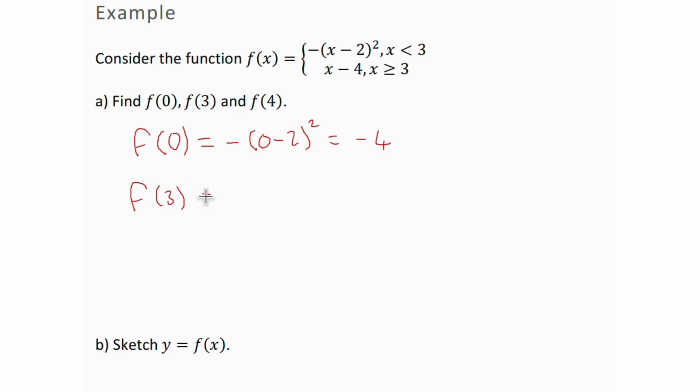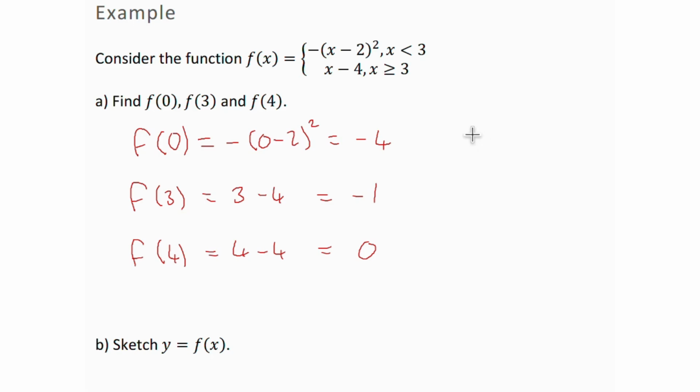F of 3, when our input is 3, we're in the second part of the function. So it's going to be 3 minus 4, which is minus 1. F of 4, again, we are in the second part because 4 is bigger than or equal to 3. So we get 4 minus 4, which is equal to 0. So we have found a root for our particular equation here.